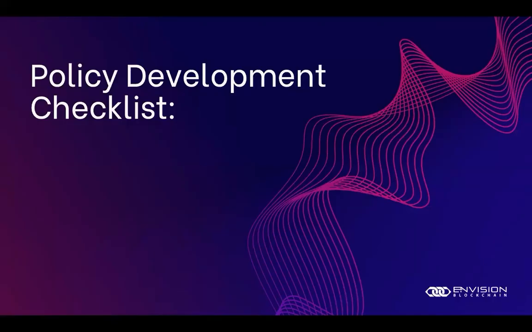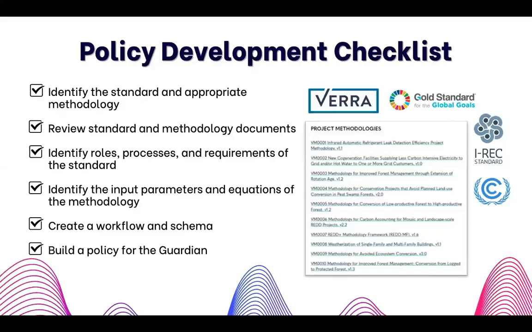Now let's go through our policy development checklist. This was created by our environmental consultants, and these are the steps that they take to design a policy and get that policy digitized. So when you create a well-defined policy, this is extremely crucial to make sure that you are implementing the Guardian tool into your project. So let's go through the steps together. We have step one that says we want to identify the standard and an appropriate methodology. You want to begin by identifying the relevant standard and methodology that aligns with your project's goals and requirements. This will serve as the foundation for developing your policy.